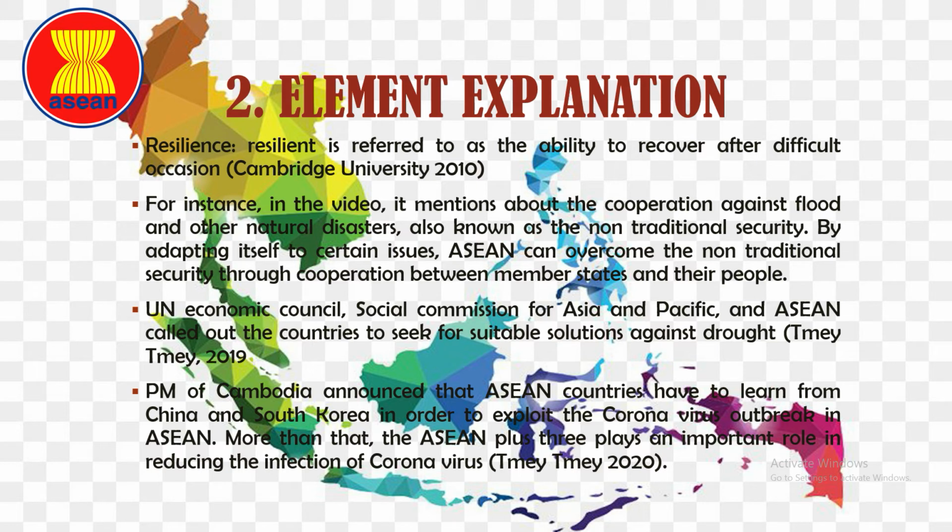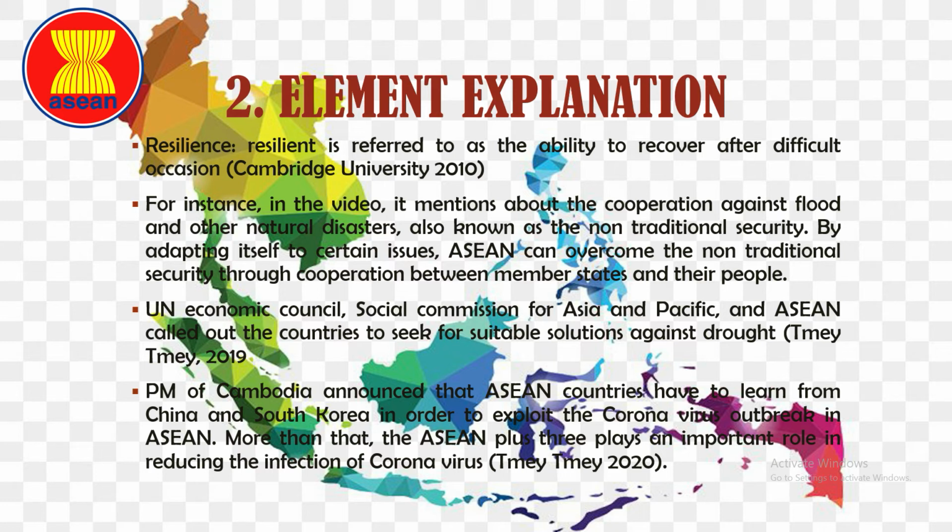In the video, the woman talked about the cooperation against natural disasters. She also claimed that cooperation between the citizens and the member states will help to reduce the risk of non-traditional issues. According to Thmei Thmei, the Cambodian Prime Minister announced that all ASEAN member states have to learn from China and South Korea because they are the leading countries when it comes to dealing with coronavirus. He also stated that the best course of action is through ASEAN plus 3 countries such as China and ROK to seek effective solutions in containing the spread of coronavirus in the region.